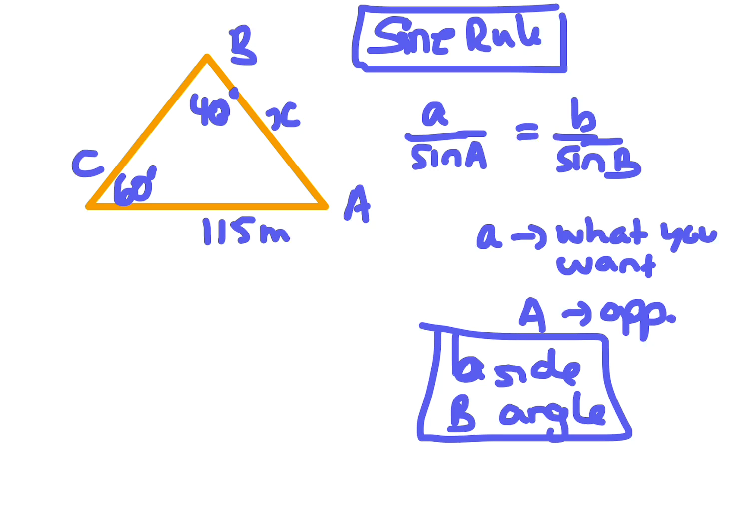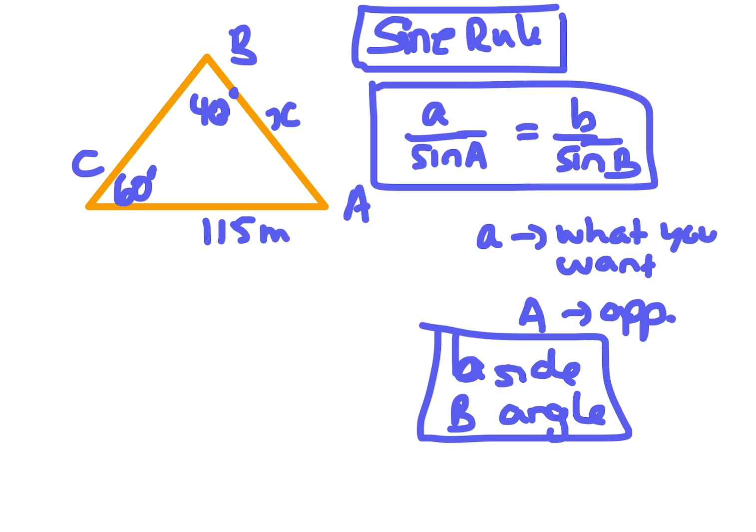Just running through the sine rule, finding the side. So the rule just states that a over sine A equals b over sine B. So what you want to find is little a, so that would be the x.